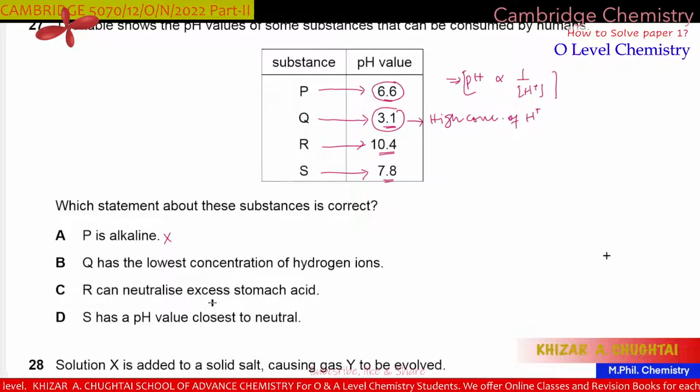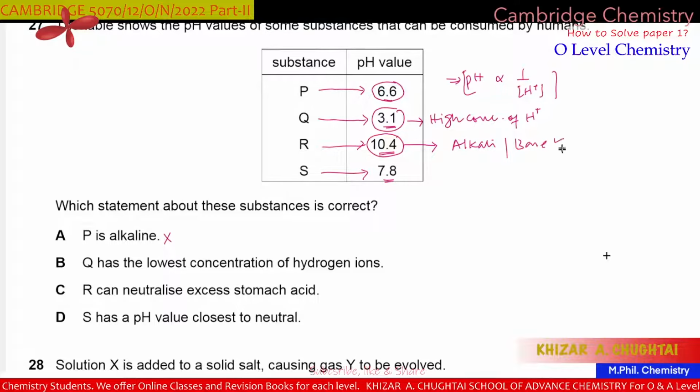R can neutralize excess stomach acid. What is the pH of R? That is more than 7, so it is an alkali. Yes, you can say it is an alkali or base. So yes, it can neutralize the stomach acid. It can react with an acid. So C is the correct option.